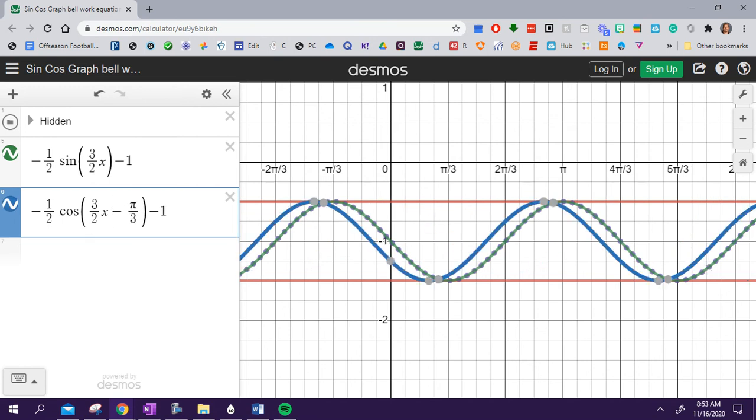womp womp. It didn't work. Pi over 2. It is pi over 2. That doesn't make any sense. It looks like pi over 3. Why would it be pi over 2?